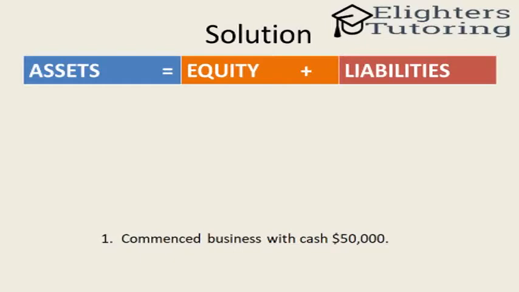The first transaction: commenced business with cash of 50,000. So this 50,000 has been brought in by the owner of the business. Cash itself is an asset, and the money has been brought in by the owner, and we said the capital is what has been brought in by the owner when starting the business. So this amount constitutes an increase in assets and an increase in the equity or the capital.